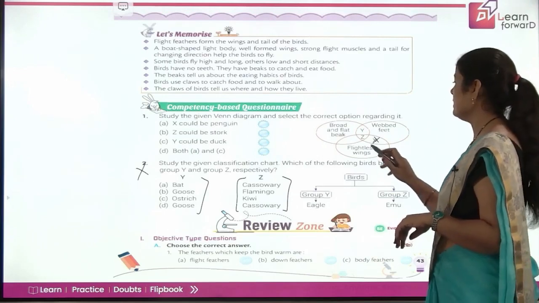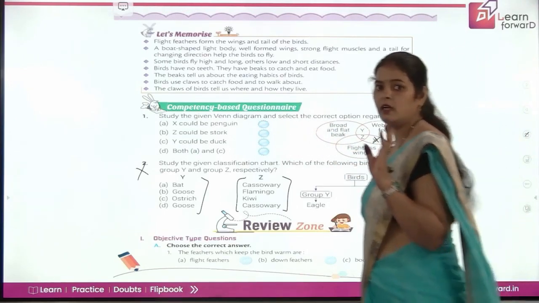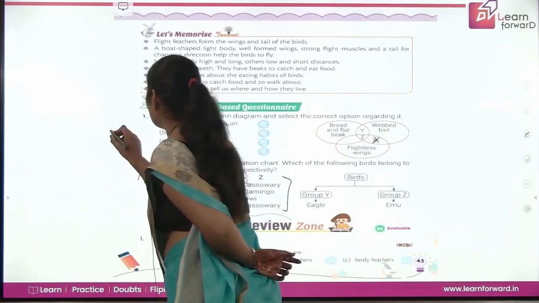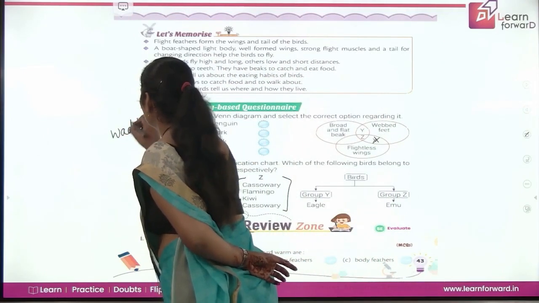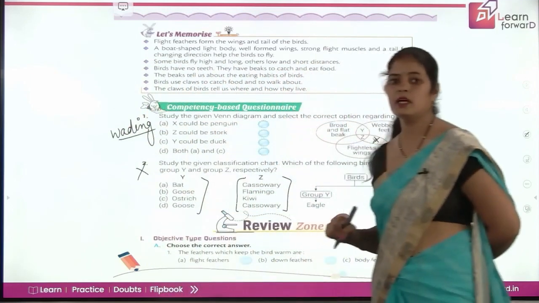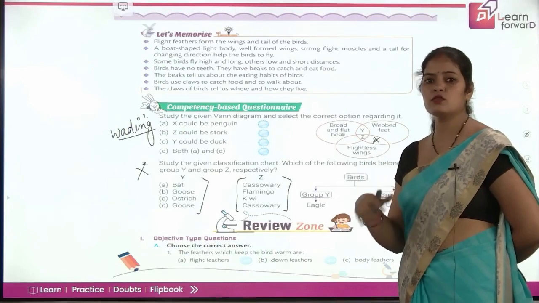Next they are saying that Z could be a stork. Stork is a wading bird. And what is a wading bird? Wading birds are those birds that roam around in muddy areas to find their food.